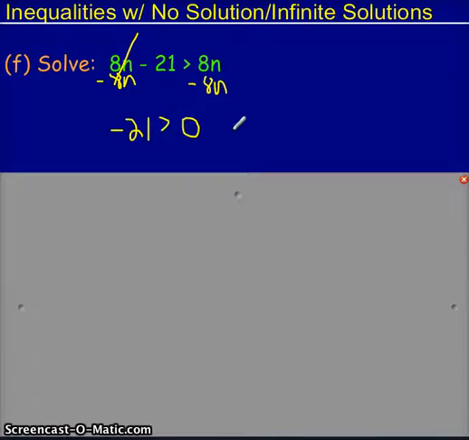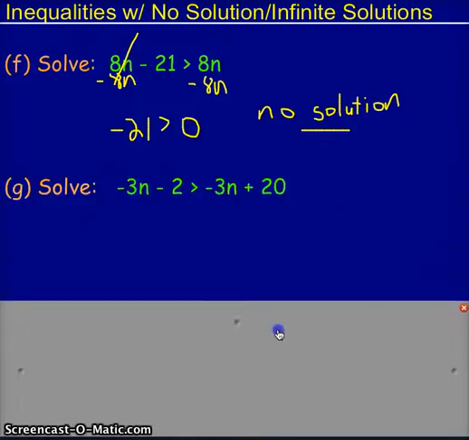Is negative 21 greater than 0? No, negative 21 is a lot less than 0. So this inequality does not make sense. We say no solution. You must write no solution, though, to answer the full question of what you solved for n in this case. There is no number you can substitute for n that would ever make this statement true. So the answer here is no solution.